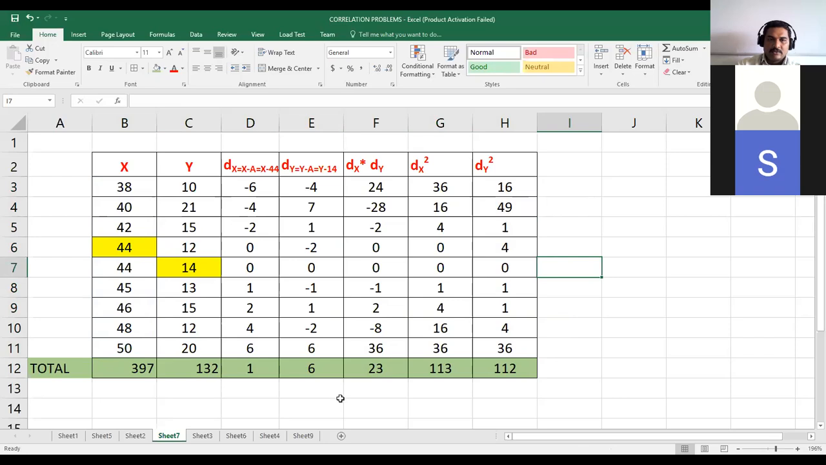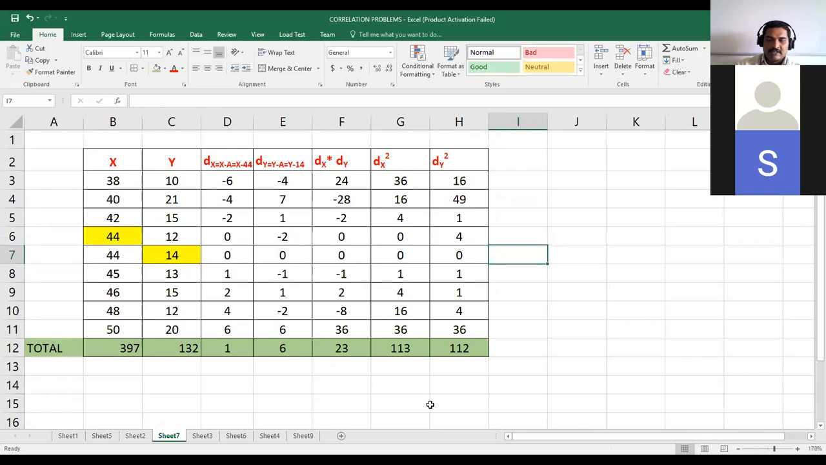Now what else do we need to do? We will substitute these values in the formula.